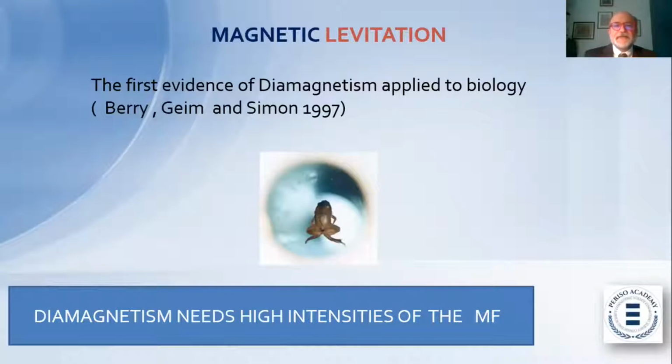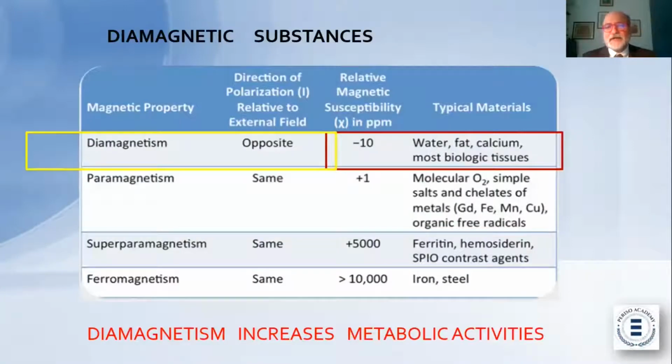In 1997, we have the first evidence that diamagnetism is applied to biology, and this is the famous experiment of the frog, which demonstrates that a high intensity of the magnetic field. All the success in clinical practice from these machines derives also from this high intensity of the magnetic fields that better interact at first with water. That is the great part of the matter, as you see from the experiment of the frog. But ions, the great part of ions, are diamagnetic, a great part of proteins are diamagnetic.